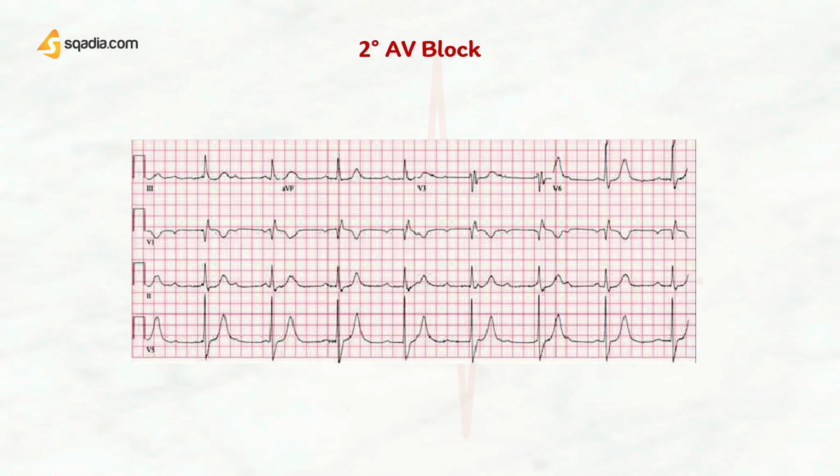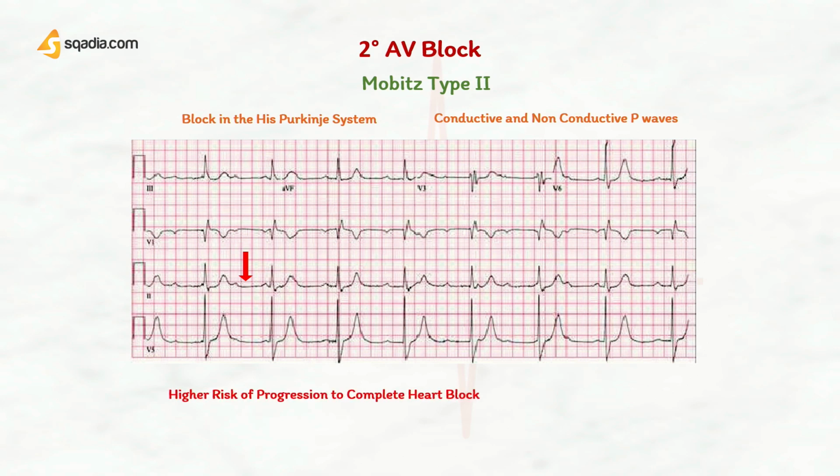In Mobitz type 2, this variant block is usually in the His Purkinje system. In contrast to Mobitz type 1, there is no progressive prolongation of the PR interval. You can see some conducted and some non-conducted P waves. Mobitz type 2 is more dangerous as there is a higher risk of progression to a complete heart block. These are often seen with bundle branch blocks.